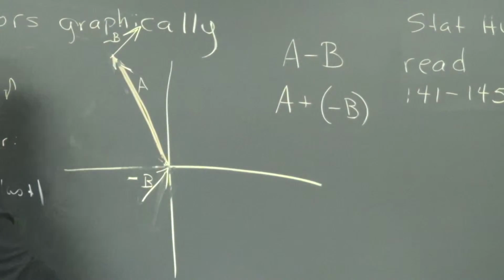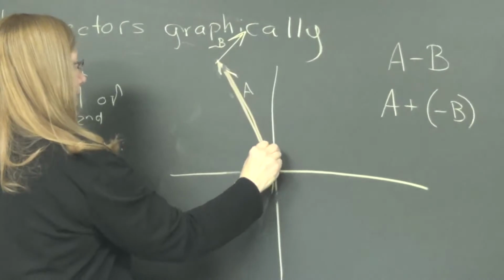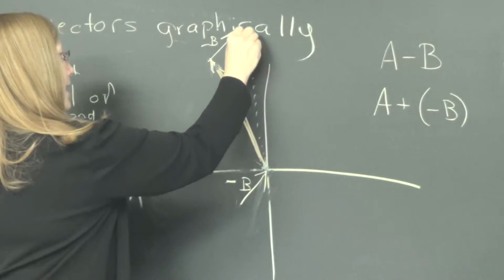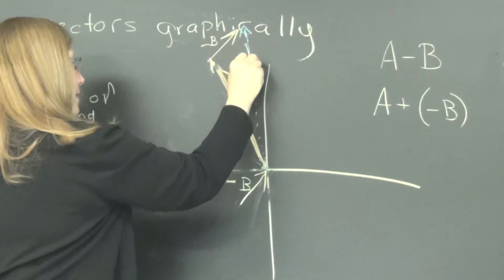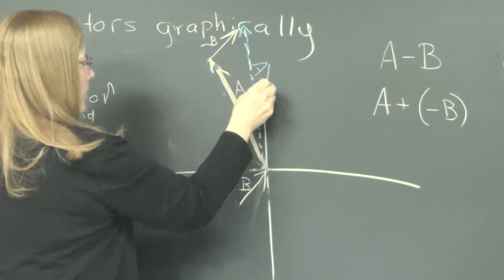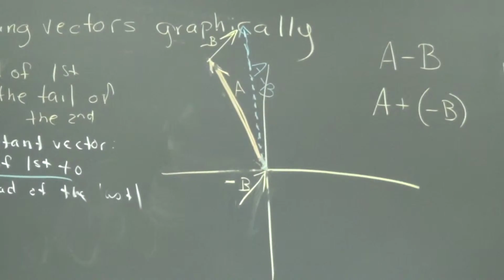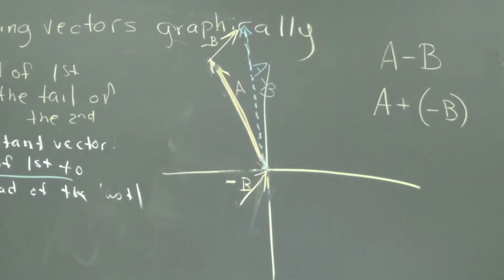And you can probably foresee where the answer is going to be. It's going to be from the origin, the tail of the first, to the head of the second. I dot in the answer. I'm going to write A minus B, or I could write resultant. All right, so dot in your answer when you've gotten it.